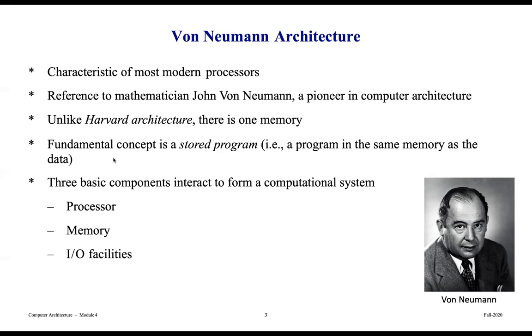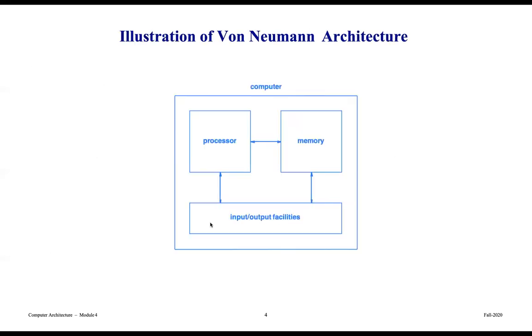The fundamental concept is a stored program, that is, a program that is in the same memory as the data. The three basic components that interact to form a computational system are the processor, the memory, and the I/O facilities, the input and output facilities. For this section, we're going to be focusing on the processor. Here is an illustration of the von Neumann architecture.